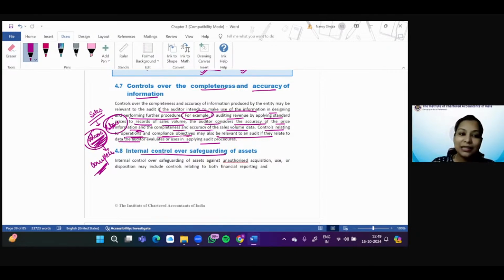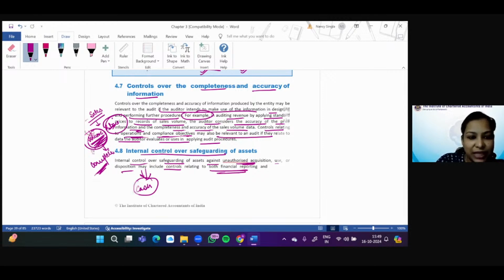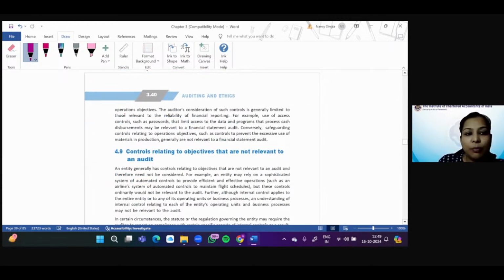Then internal control over safeguarding of assets. Again, whether the internal control over safeguarding of assets is relevant to audit. Let's say the asset is cash. So this is going to be relevant for the auditor now, because it is going to have a financial impact. So internal control over safeguarding of assets against unauthorized acquisition, use or disposition may include controls relating to, again, both financial reporting as well as operations.